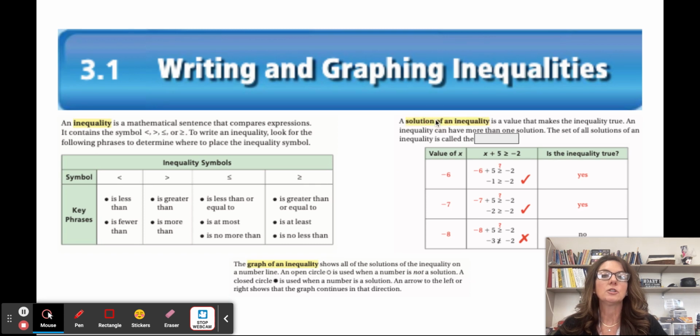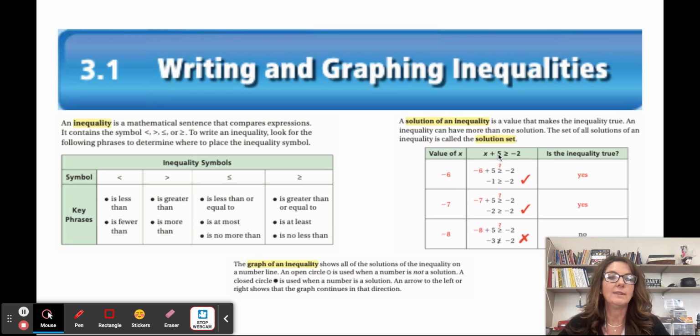When we're talking about the solution of an inequality, we're talking about the value that makes it true. It can have more than one solution because of these symbols that we're using. And the set of all the numbers, and a lot of times we'll see them displayed on a graph, is the solution set.